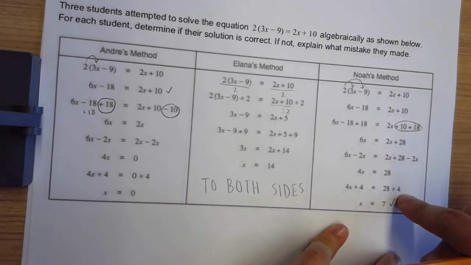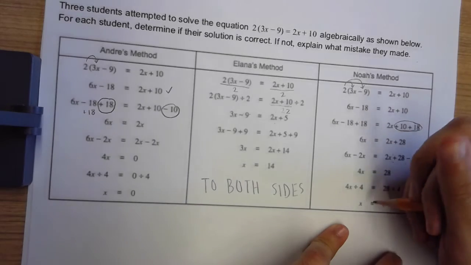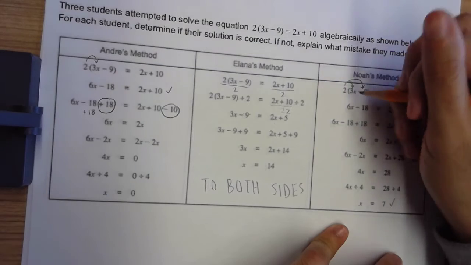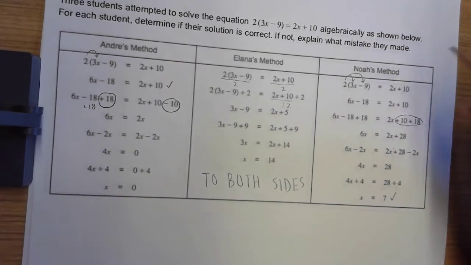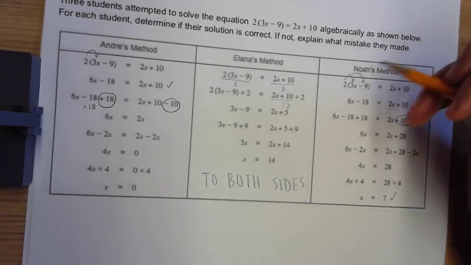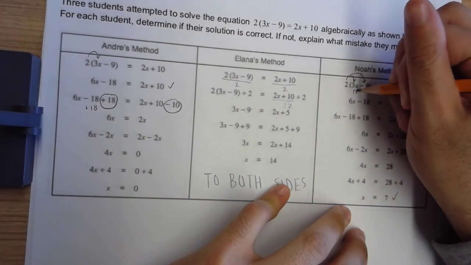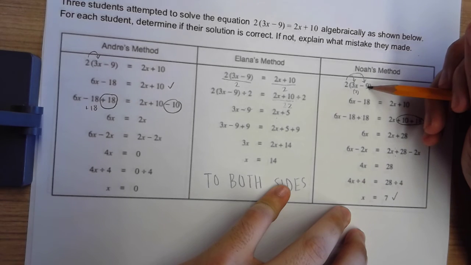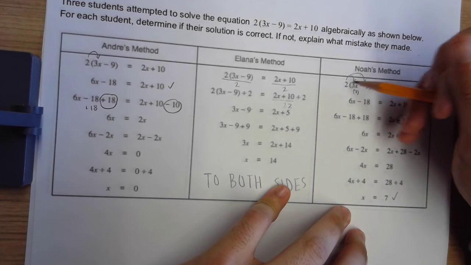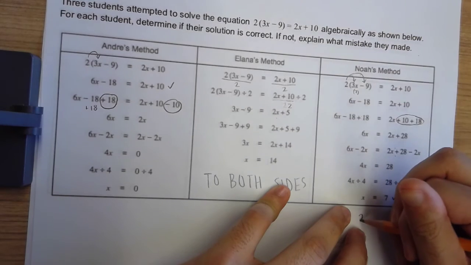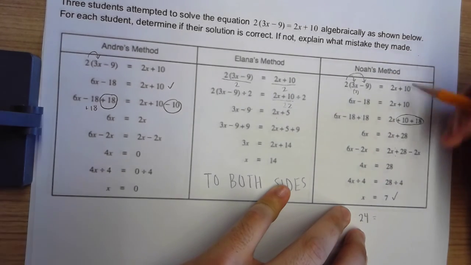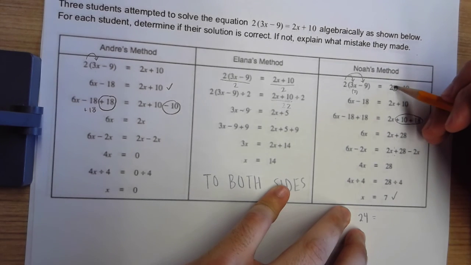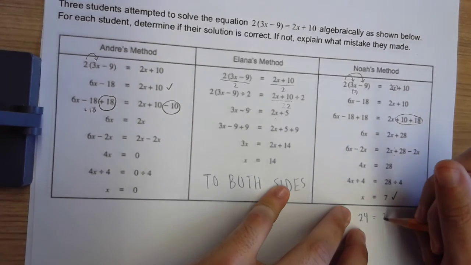But I'm not totally convinced that that's the answer. So what I'm going to do is take this x equals 7 and substitute it everywhere I see an x. So here we are, 2 times, parentheses, 3 times 7 minus 9. Now I know that 3 times 7 is equal to 21. 21 minus 9 is equal to 12. When I do 12 times 2, I get 24. So 24 is what's on my left-hand side. Now if I check it on the right side, again, I am substituting my x for 7. So 2 times 7 is equal to 14, plus 10 is also equal to 24.